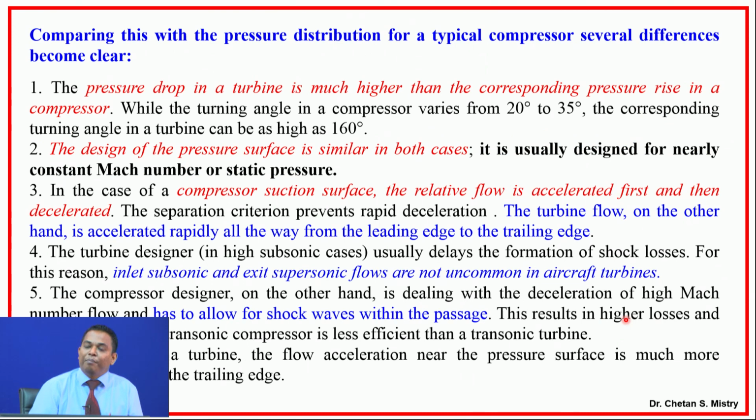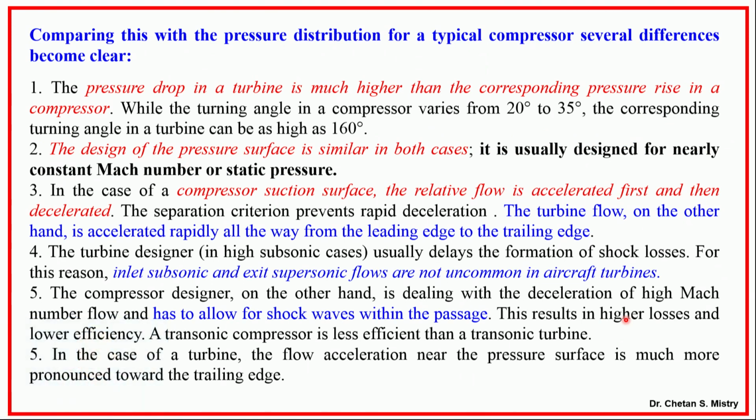So, if we compare the pressure distribution for a typical compressor and turbine, we will see various differences. The pressure drop in a turbine is higher compared to the pressure rise you expect in a compressor. The blade turning angle for a compressor is in the range of 20 to 45 degrees, whereas for a turbine it is as high as 160 degrees.